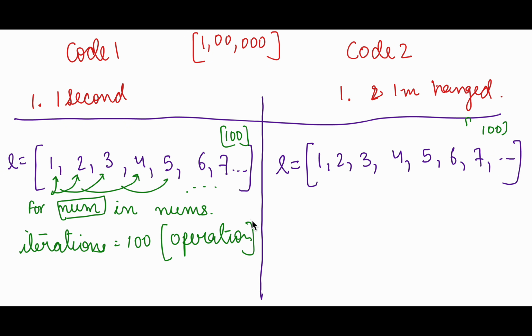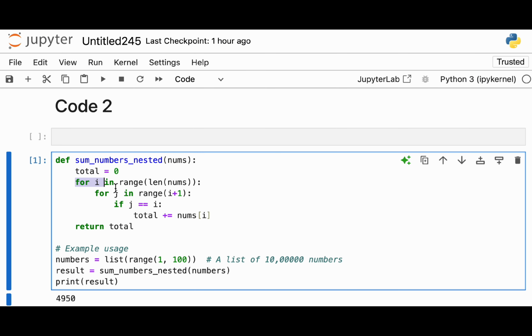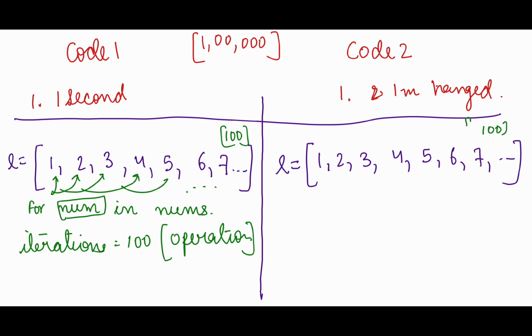Whereas in this particular code, code number 2, what is happening is that there is a for loop, and inside this there is another for loop. So in code 2 it is for i in something, and then there is also for j in something. Let's say this is 100. First i is equal to 100, and j will take all the values from 0 to 100. First of all, it will take that.